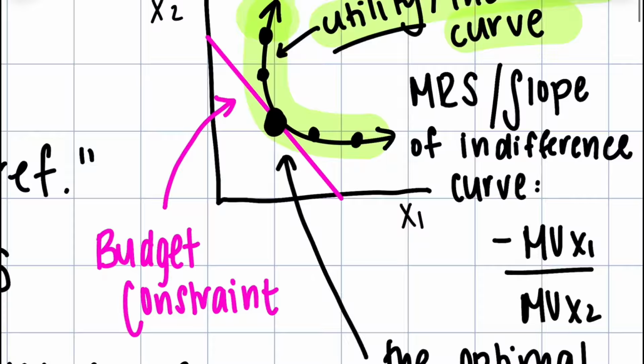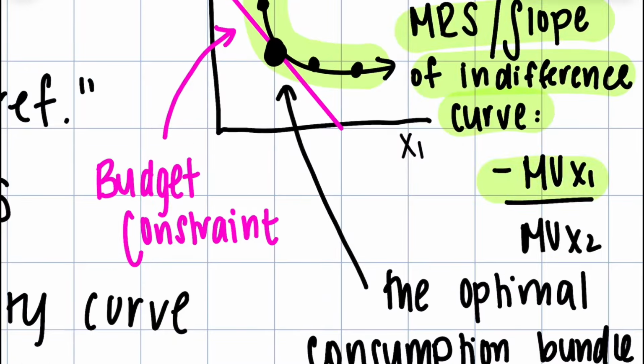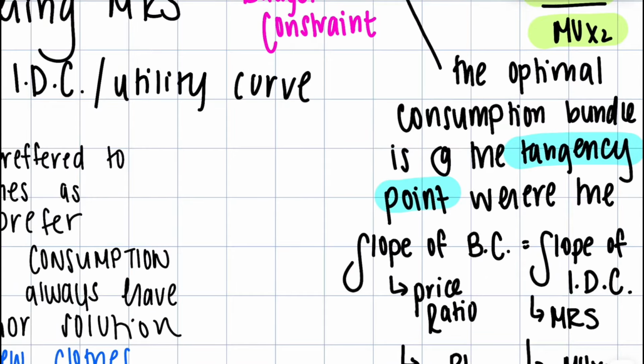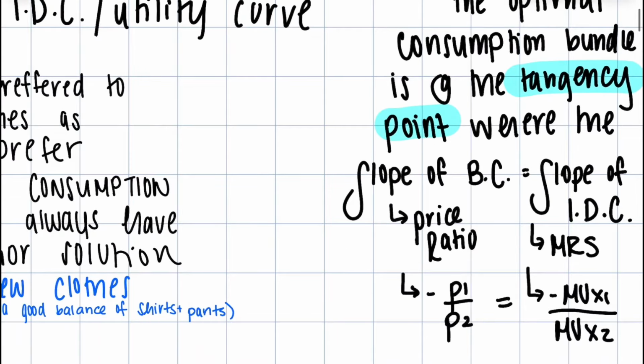The slope of this curve is called our MRS, and that's going to be the negative marginal utility of x1 divided by the marginal utility of x2. Where the budget constraint and the utility curve meet is called our tangency point right here, and that's where our optimal consumption bundle is. This is where the slope of the budget constraint equals the slope of the indifference curve. We know the slope of our indifference curve is the MRS, and that's going to be the negative marginal utility of x1 over x2. And then the slope of our budget constraint is that price ratio, which is the negative P1 over P2.